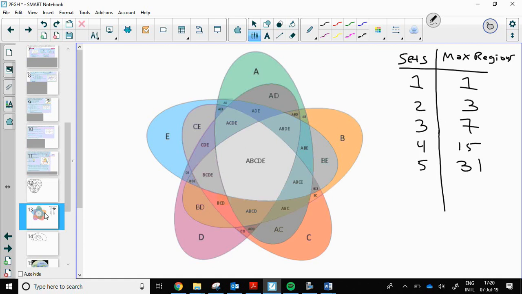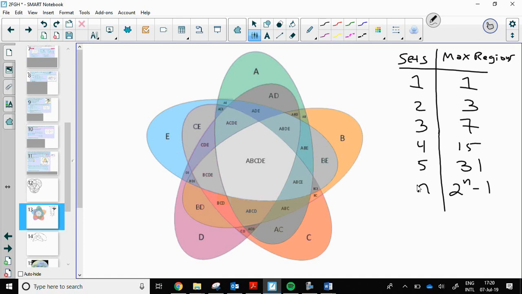And the more sets that we have, the more regions that we end up having to show. And there's a pretty obvious pattern there with powers of 2, right? So the number of regions grows very fast.